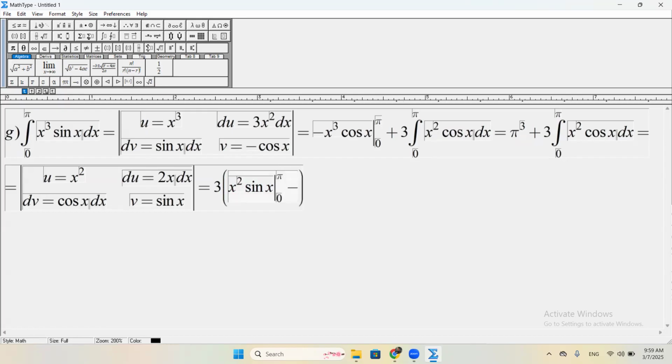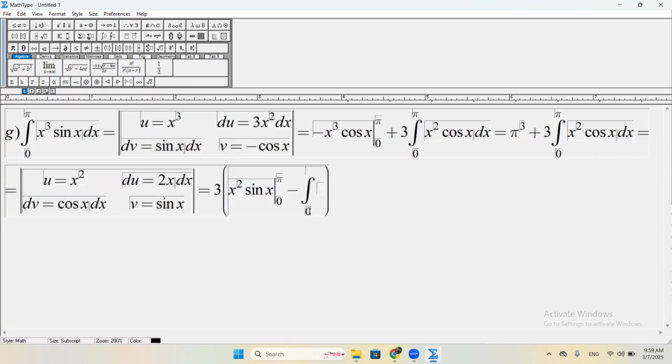And minus the following integral. So from 0 to p. And yeah, let's move 2 out of brackets. So x cosine of x, x multiplied by sine of x dx.